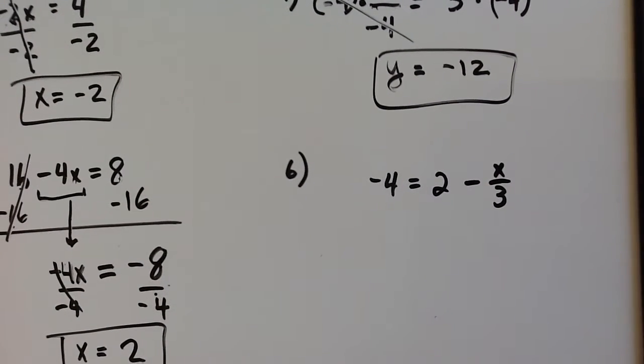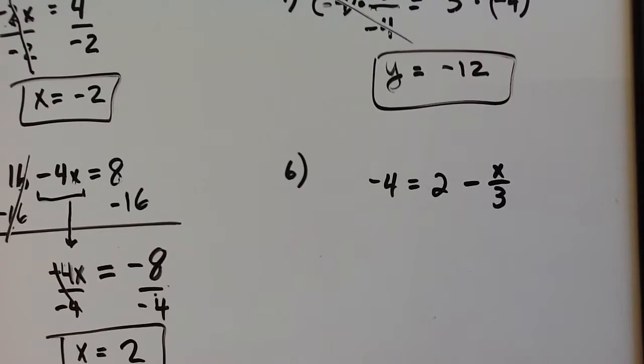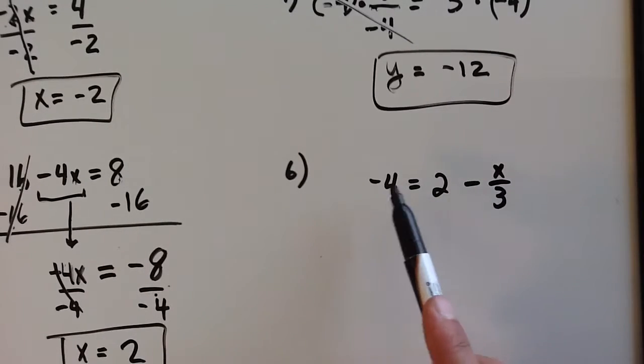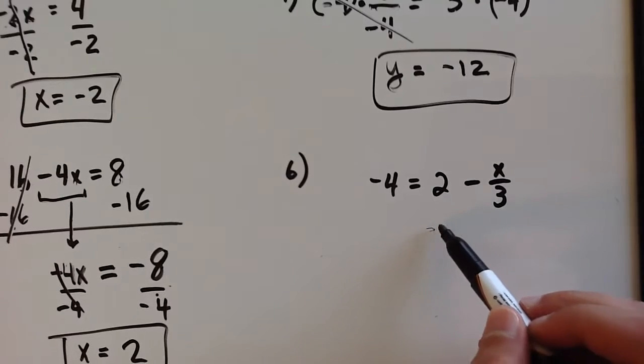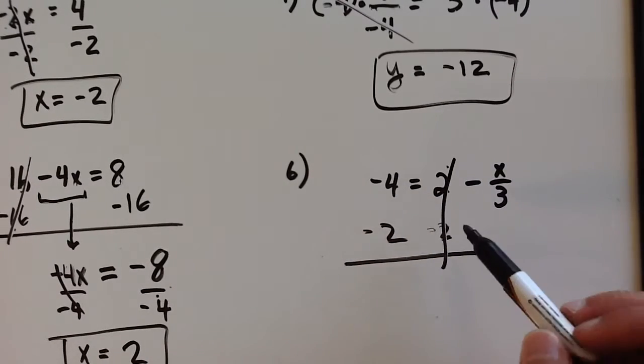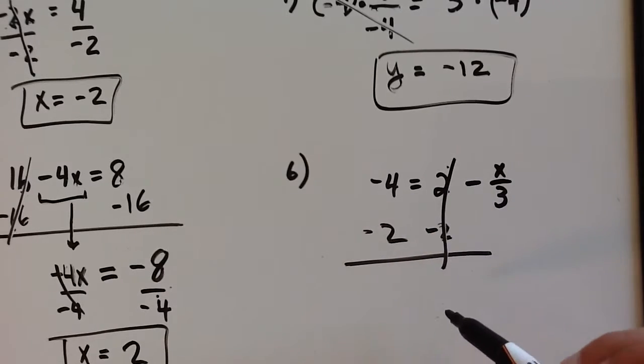Last example, number 6. I have negative 4 equals 2 minus x over 3. Okay, I have no parentheses, no like terms, and my variable is on the right side. So let's get the numbers on the other. Let's move this 2 over here. To do that, I would subtract 2 from both sides so that these 2's would cancel, right? 2 minus 2 is 0.